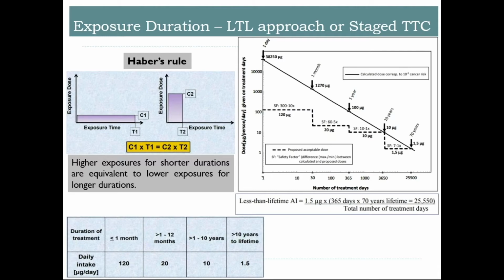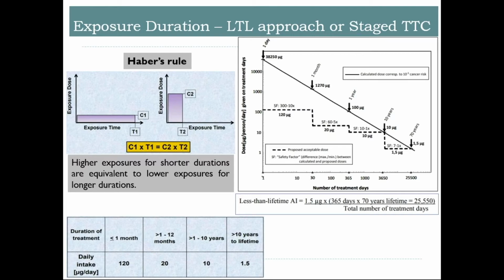Haber's rule talks about that, which says that higher exposures for shorter durations are equivalent to lower exposures for longer durations. This principle is used to refine these thresholds based on the duration of exposure. The major assumption in ICH M7 is 70 years as the lifetime duration. All the further corrections are based on the number of treatment days against lifetime days using this formula.